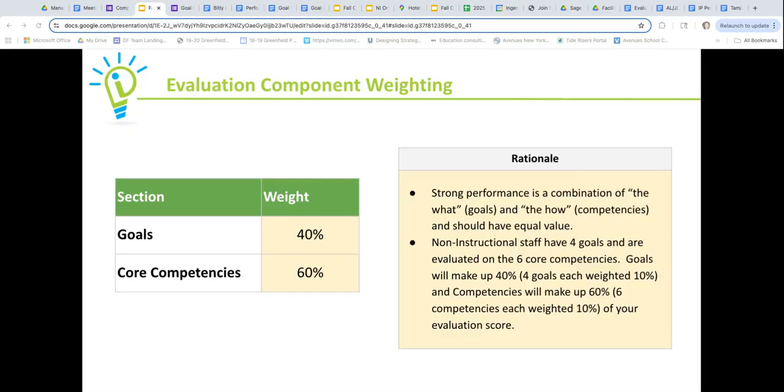Your final score in our new system is derived from your goal score and competency score. Let's look at how each piece is weighted and how the new process will determine a final score. In our new system, goals will be worth 40% and competencies will be worth 60% of your final score. Since you will have 4 goals and be scored on 6 competencies, each goal and competency will be worth 10% of your overall final score.